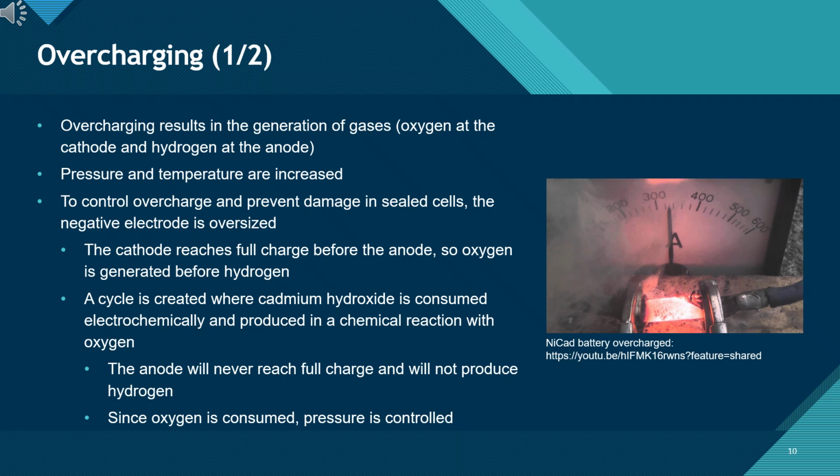Now, to make sealed NiCd cells safer, engineers actually oversize the negative electrode. Why? Because it prevents the anode from reaching full charge. That means the cathode finishes charging first and starts producing oxygen before hydrogen can be formed at the anode. The oxygen then reacts chemically with cadmium hydroxide at the anode, creating a kind of self-balancing cycle. In this way, hydrogen production is suppressed and pressure stays under control.